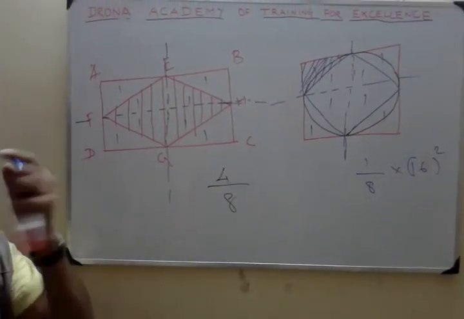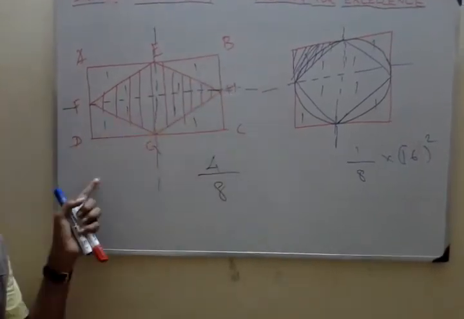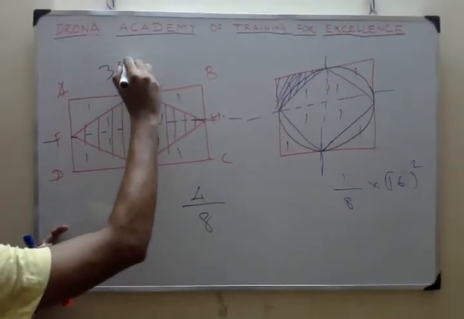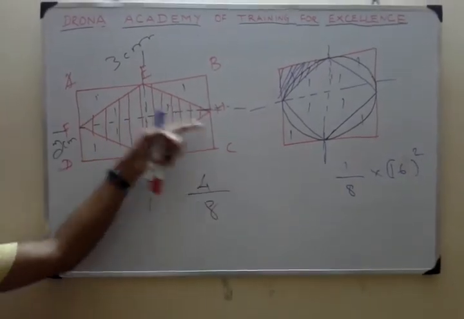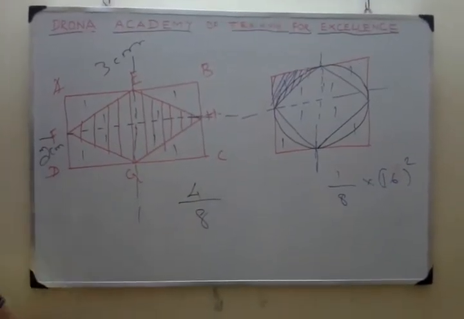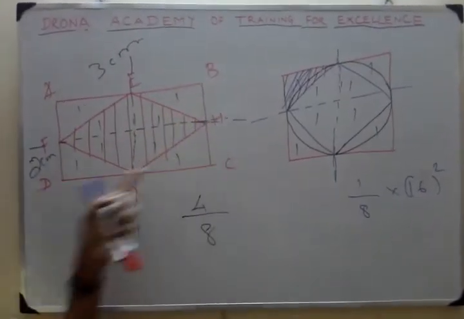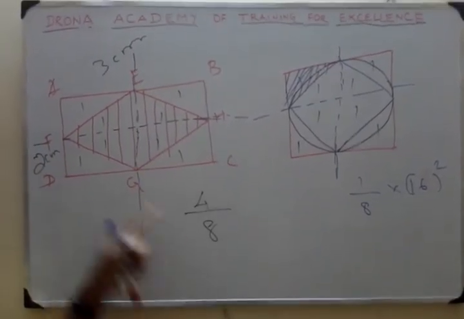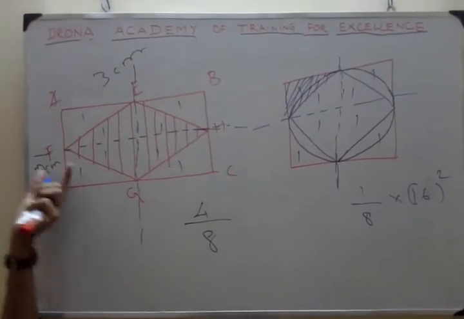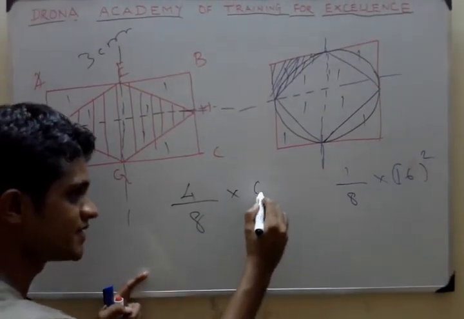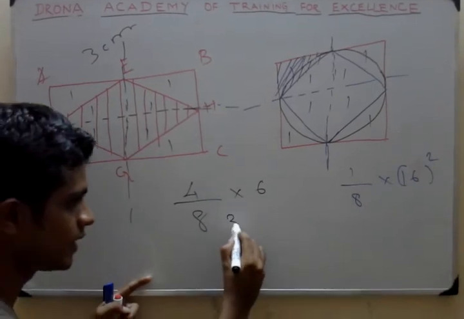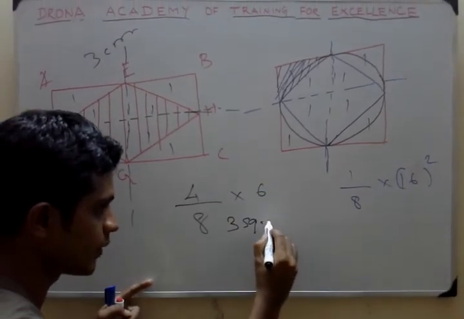The question was like this. ABCD is a rectangle of length 3 cm and breadth 2 cm. Now find out the area of the shaded region. I know very well the required area will be 4 by 8 of the outer area. Okay. What is the area of the rectangle? We know length into breadth. So 4 by 8 of 6. So now the required answer is 3 square units. That is the required answer.